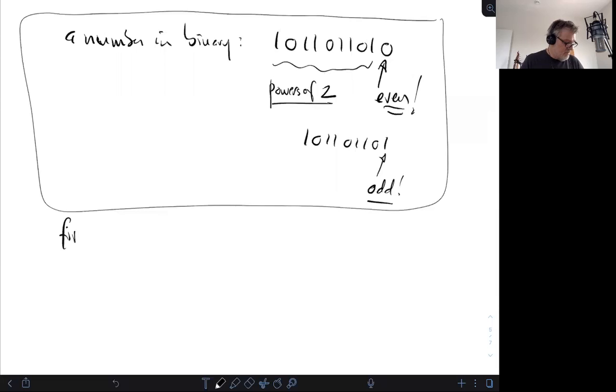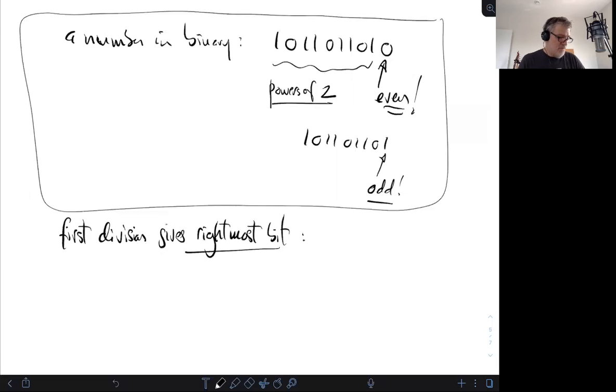So the first division gives the rightmost bit, which tells you if it's 1, the number is odd, and if it's 0, the number is even. Okay, so this is a good thing to remember. And when we look at how numbers are written down or kept in memory, this will be important when we deal with integers. There's always a bit that you can check which tells you if the number is even or odd.